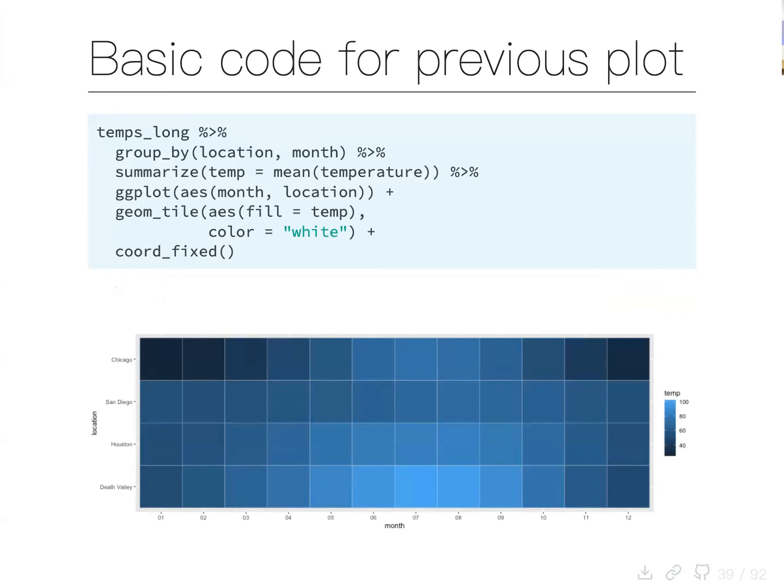And notice I have AES in there because temp is a column in my data set, right? And then I'm saying color equals white, which is again just the outline of the tiles. Okay, and then the last thing I do is I say coord fixed, which makes these each perfect squares instead of like rectangles, which I think just generally helps. Questions on that?